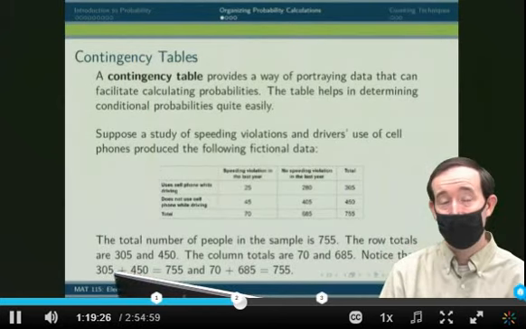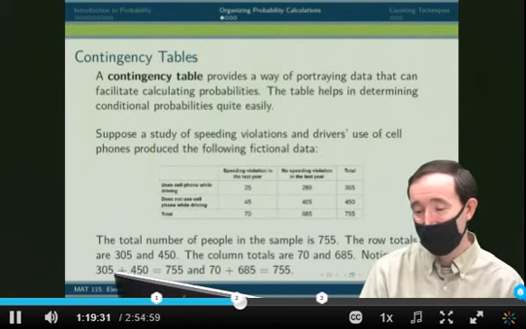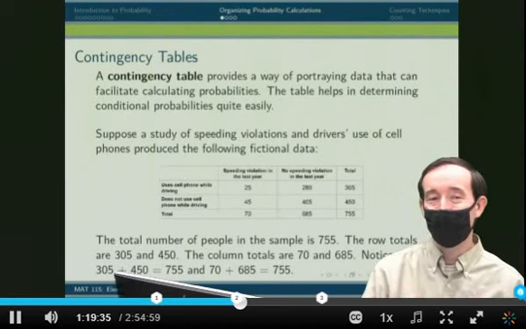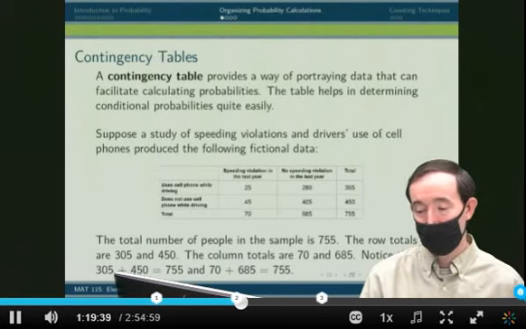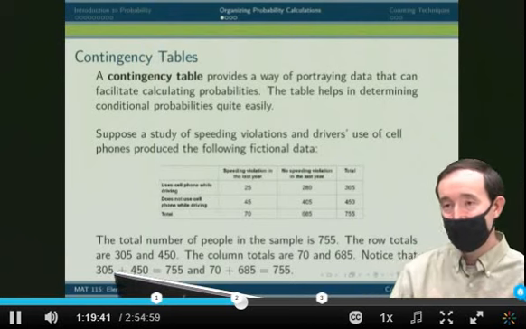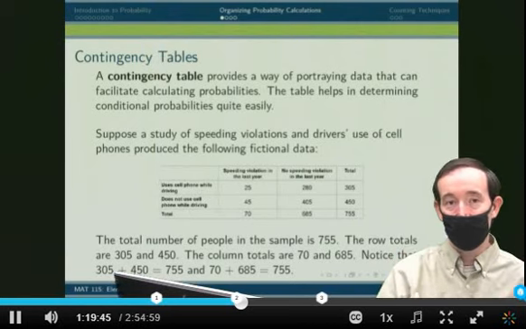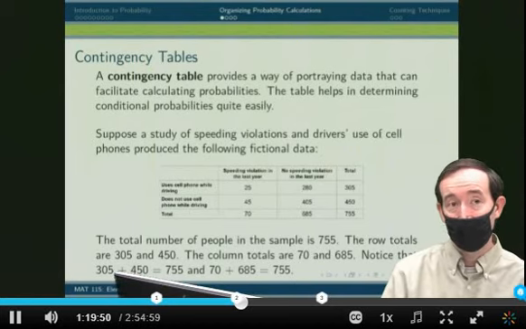Using what's called contingency tables. Now, a contingency table is a way of displaying our data that helps make it simple to calculate not just probabilities, but actually conditional probabilities. Okay? So it's very, very easy to decide which ones are in one set but not the other, or one and the other, simply by looking at the contingency table.